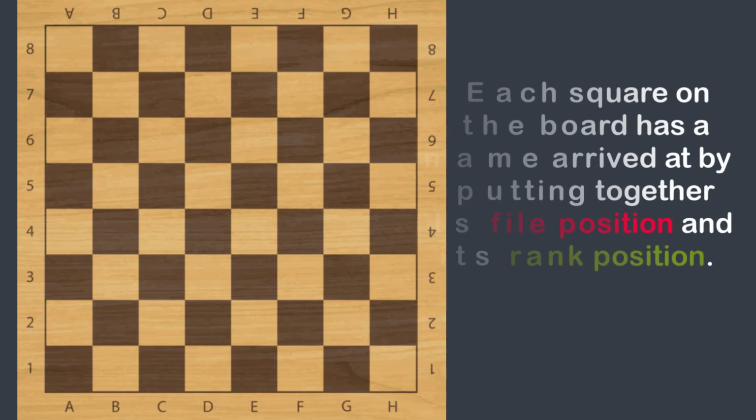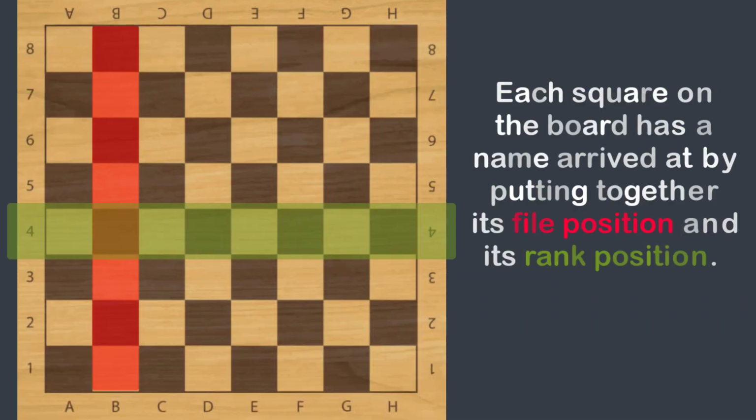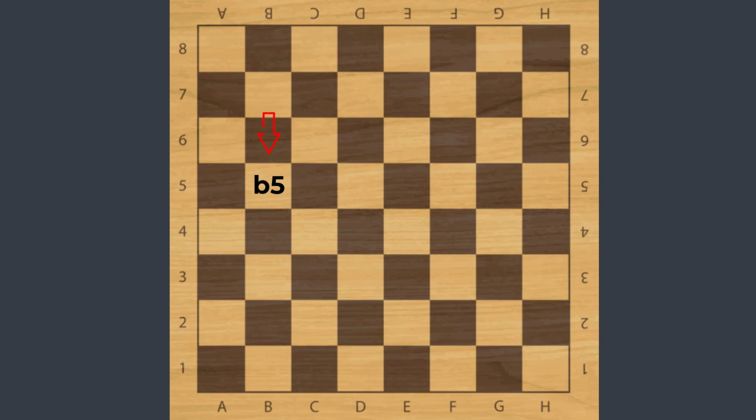Each square on the board has a name arrived at by putting together its file position and its rank position. This square is called B5 because it's on the B file and the fifth rank. This square is called H3 because it's on the H file and the third rank. This square is called E8, and this square is called D2.